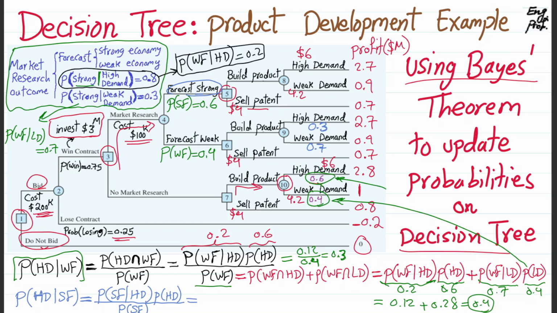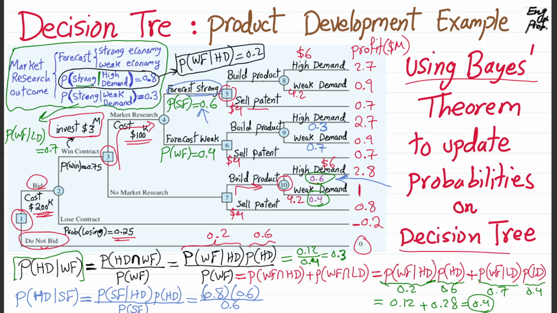So you can just substitute for these things. So probability of a strong forecast given high demand is already supplied by the market research. As you can see, it is here. So it is 0.8. And the probability of high demand is what we saw in the outdated or unconditional initial values or prior probabilities, which is 0.6, and the denominator is probability of strong forecast. We already found it is 0.6 as well.